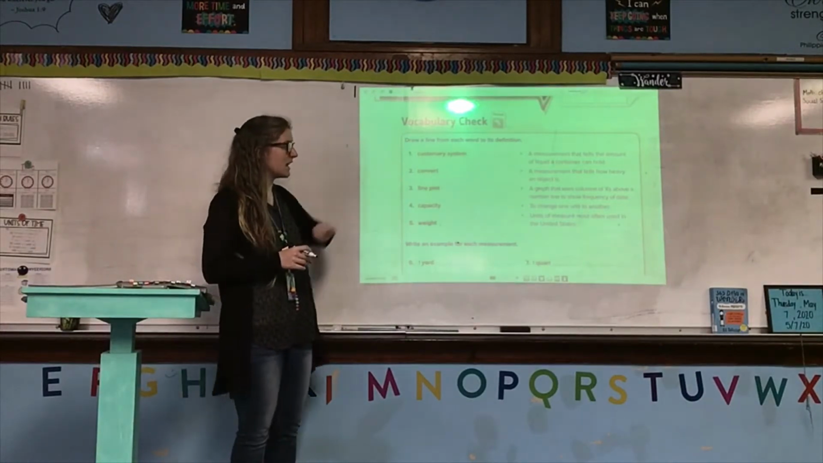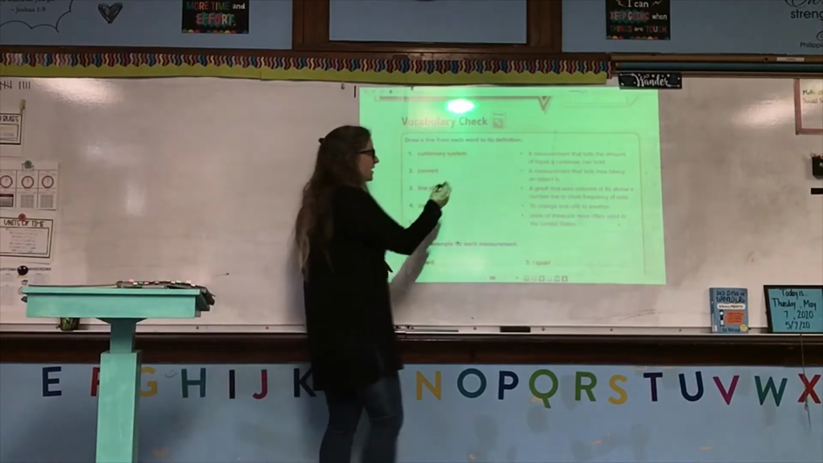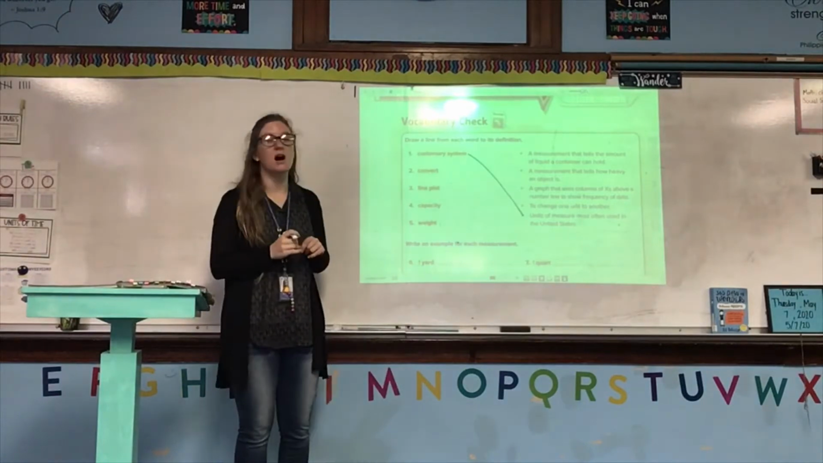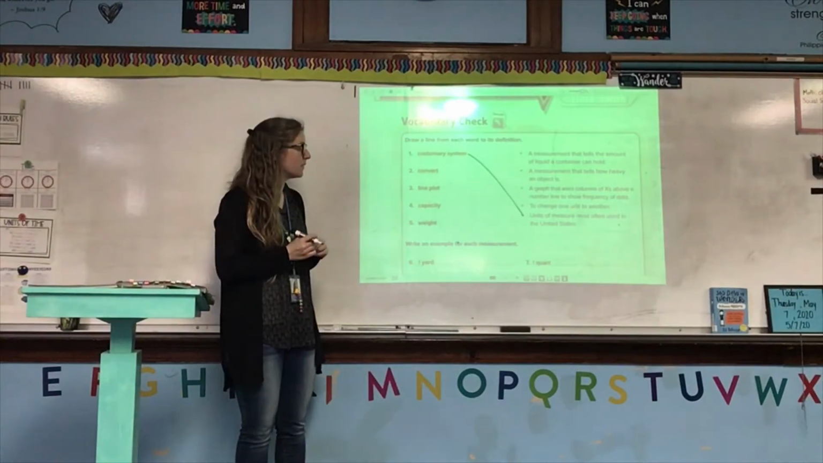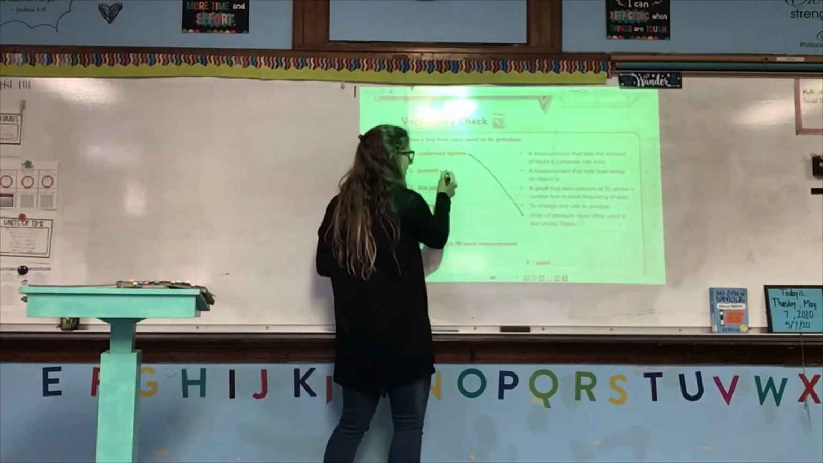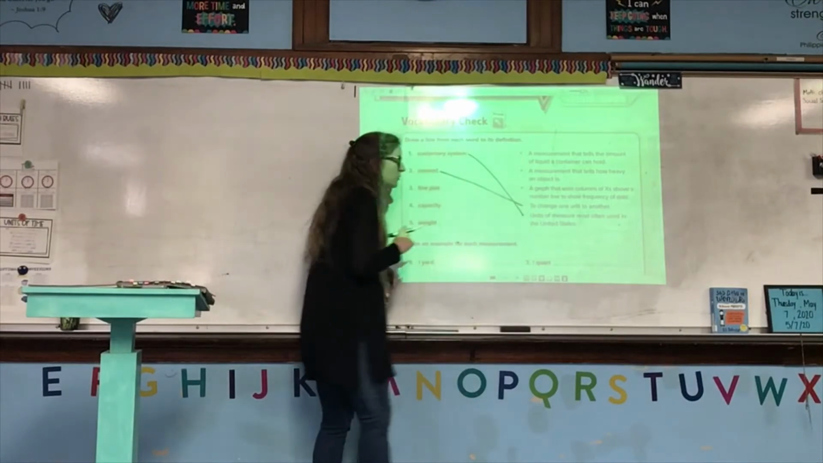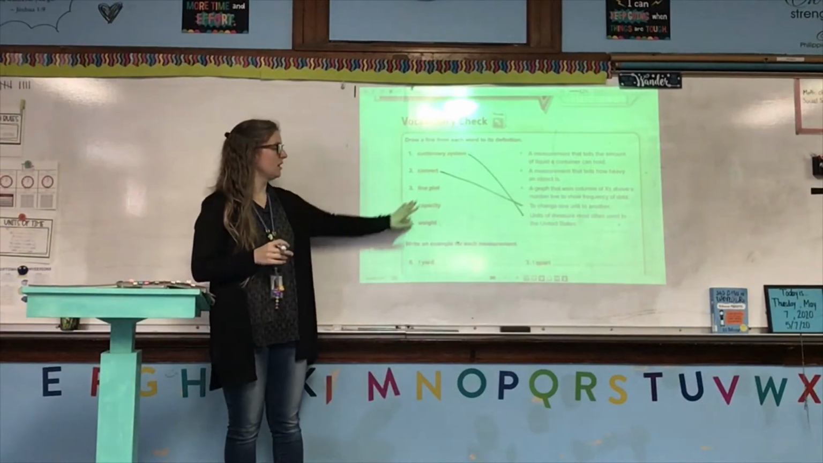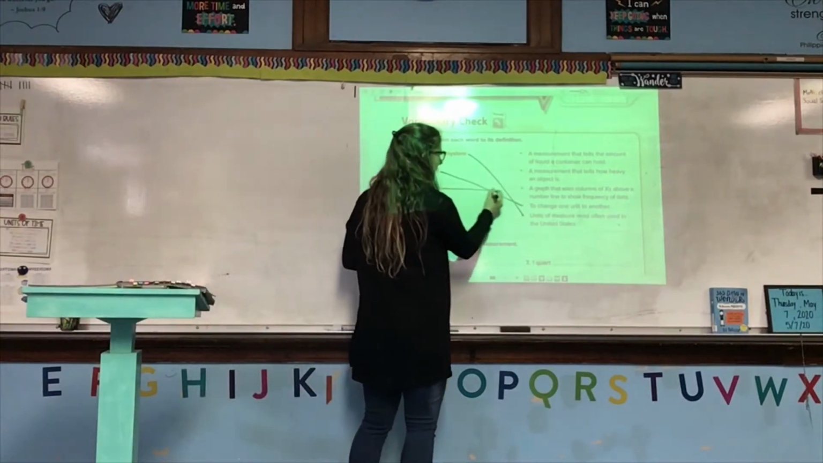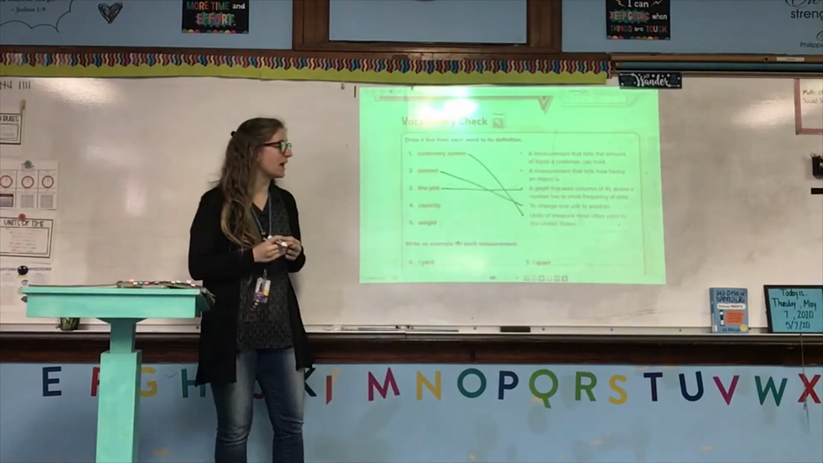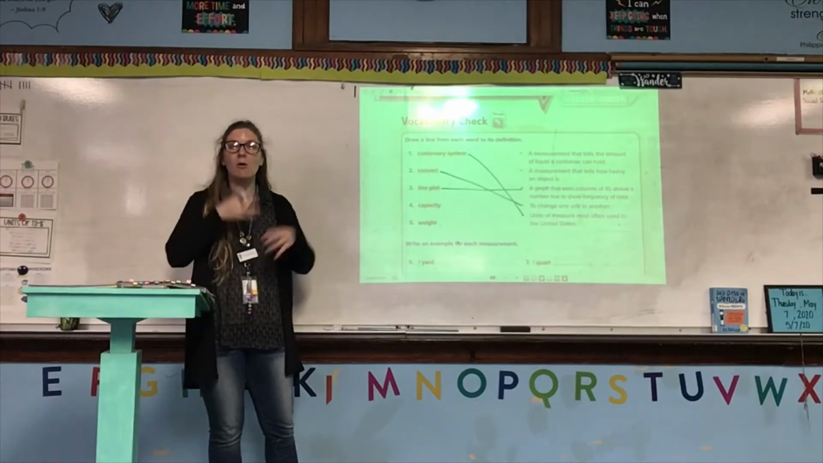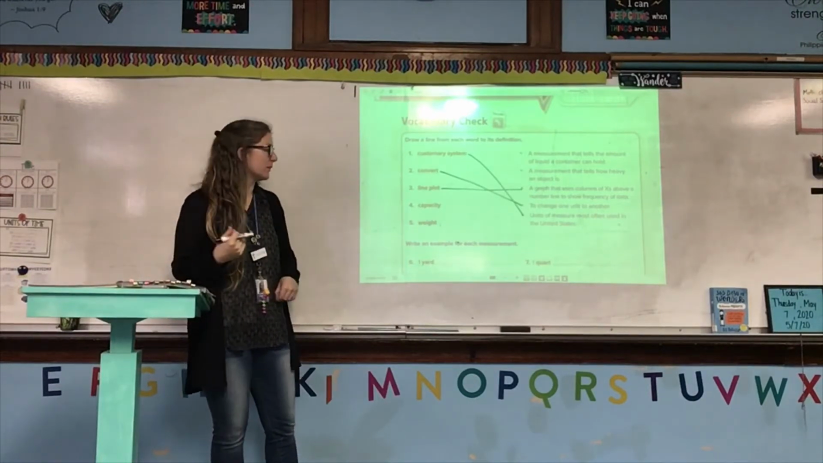So number 1 is customary system. And the definition for customary system is units of measure most often used in the United States. Number 2 is the word convert. Convert means to change one unit to another. Number 3 is the word line plot, which is a graph that uses columns of X's above a number line to show frequency of data. Remember, frequency means how often something appears or doesn't appear.